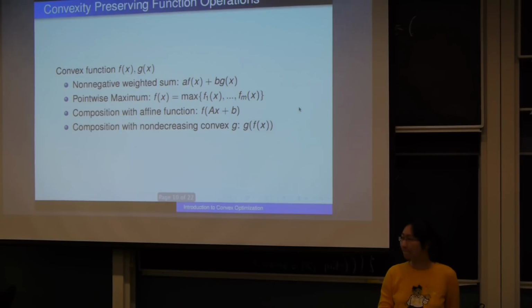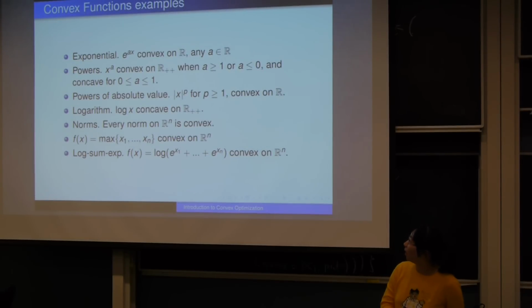What is the R double plus? This means the domain is the real value space. Double plus means it's in the positive part. If there is only one plus, it means the non-negative part, so there's 0 and positive.